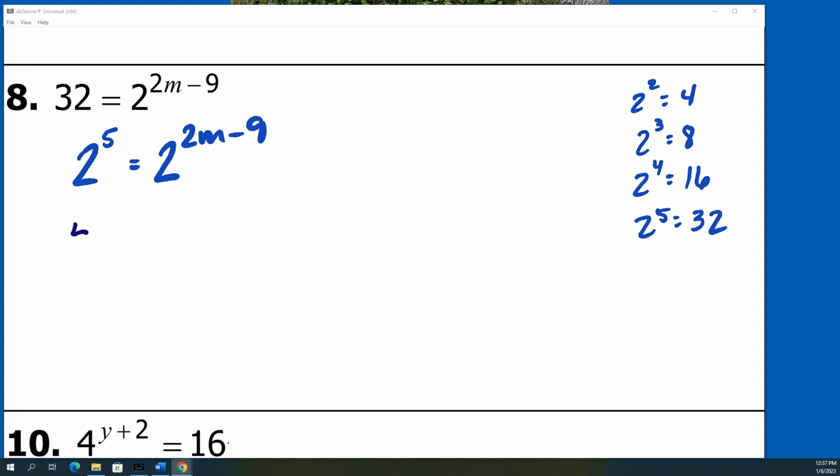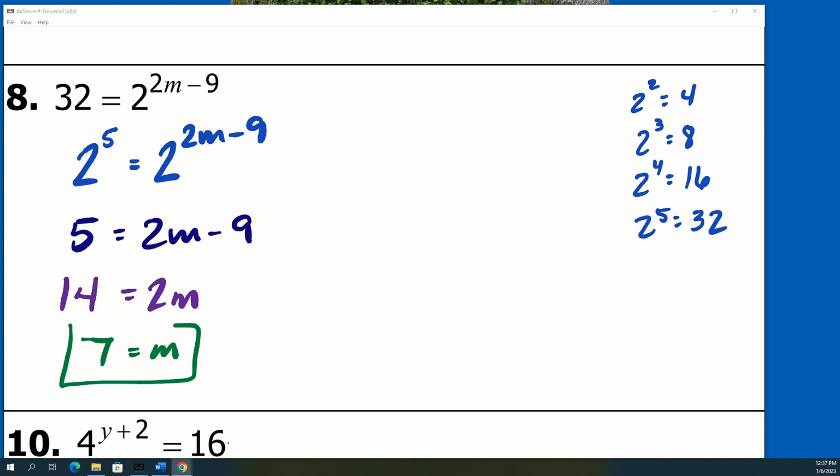All right, so then I can set 5 equal to 2m minus 9. And then add 9 and divide by 2. You should get 7. All right, and then number 9 is a little tricky.